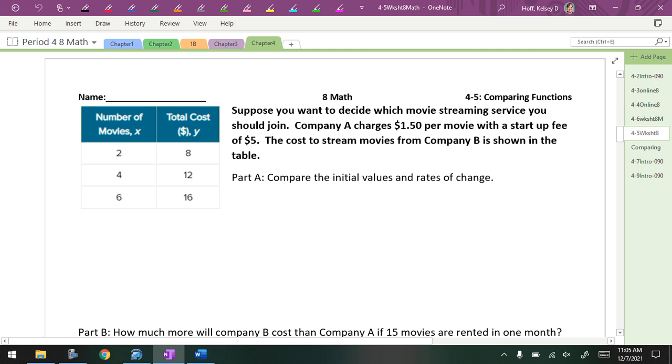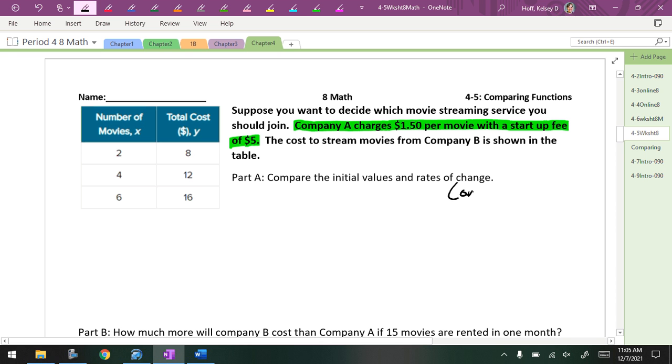Okay, suppose you want to decide which movie streaming service you should join. Company A charges $1.50 per movie with a startup fee of $5. The cost to stream movies from Company B is shown in the table. Part A, compare the initial value and the rates of change. Okay? Company A, they give you all of the information. We just need to write it down so we remember it and create the equation.